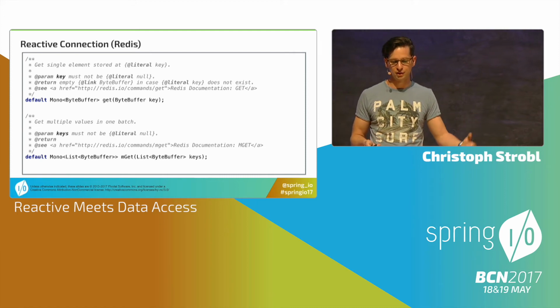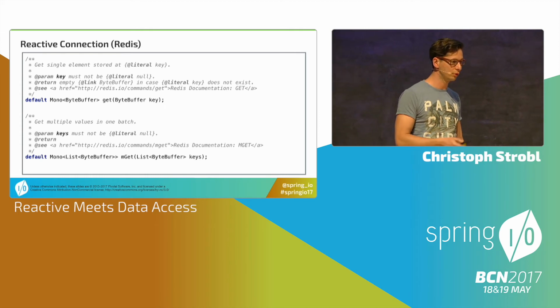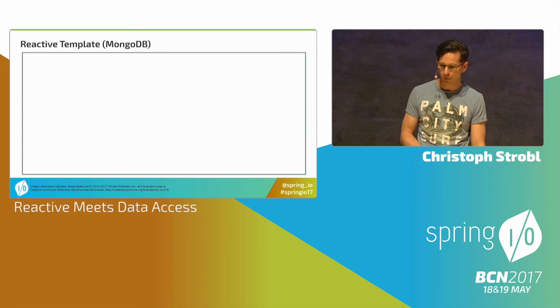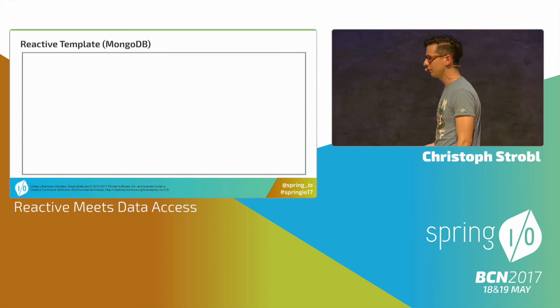So we couldn't just emit the flux at this point. We do where we can, but at this point it just doesn't work. For MongoDB, it has been a little bit easier.